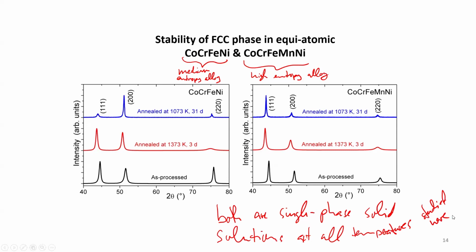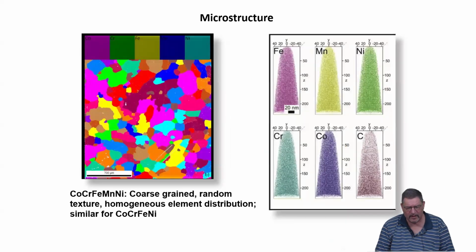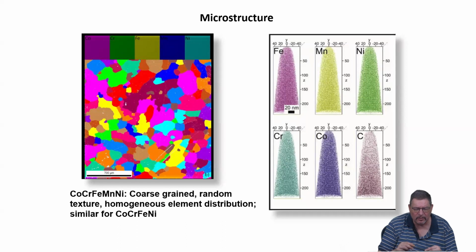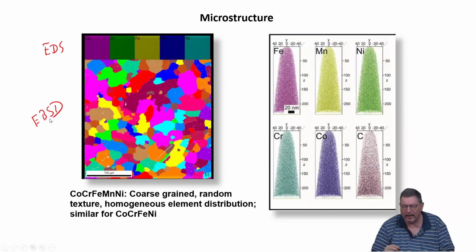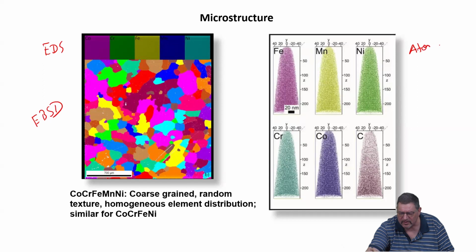Yeah, so obviously if you go to lower temperatures, there will be decomposition, as we discussed a few days ago. This is the microstructure. Orientation imaging microscopy by EBSD on the left side shows a rather random distribution, coarse grain size, and homogeneous element distribution obtained here by EDS. And atom probe tomography confirms this.